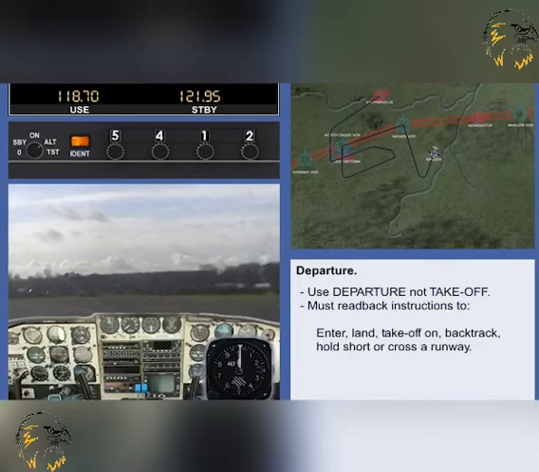In the following example, note the use of the word departure rather than takeoff. Also, that the pilot must read back in full any instructions to enter, land, take off on, backtrack, hold short, or cross a runway. The instruction and wait is normally followed by the reason. Otherwise, lineup will be used on its own.